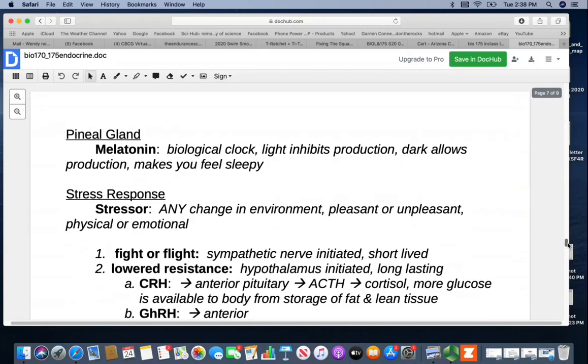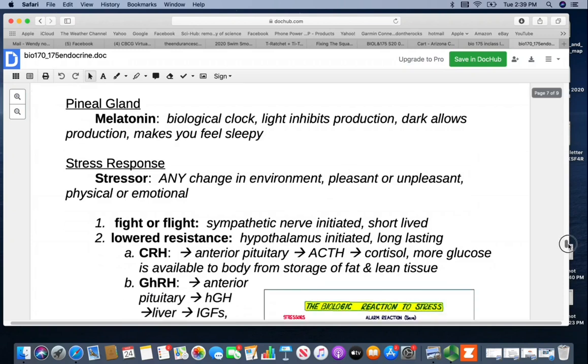The pineal gland, this is that one that produces melatonin that we talk about in the nervous system. That's going to help influence the biological clock. Light inhibits production, so that allows more of a waking feeling. Dark allows production, which will make you feel sleepy.